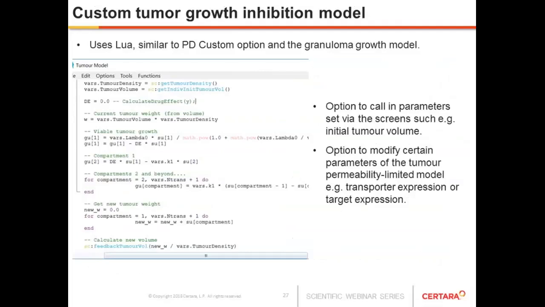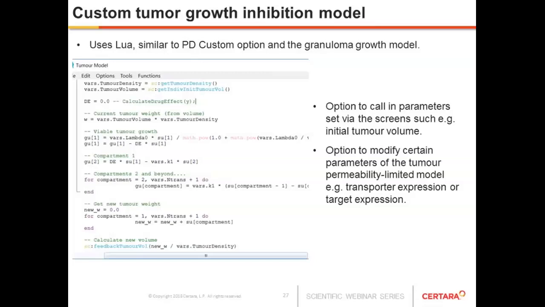So the custom tumour growth inhibition really allows a lot more flexibility. It uses a Lua interface, which is similar to a PD custom option and granular growth model options, and a number of other options that we already have in Simcyp for those who are familiar with these. It's basically a scripting option which allows you to write your own equations. And there are also options to call in certain parameters set by the screen, such as the initial tumour volume or the blood flow or any of the tumour growth inhibition model parameters or any of the concentrations from the tumour, also the plasma concentration as well. So these can all be used within the tumour growth inhibition model, which you can define yourself.